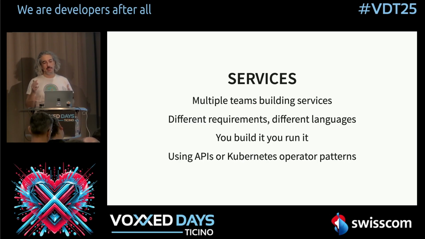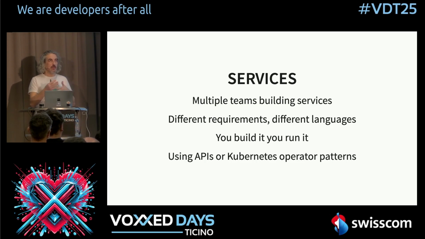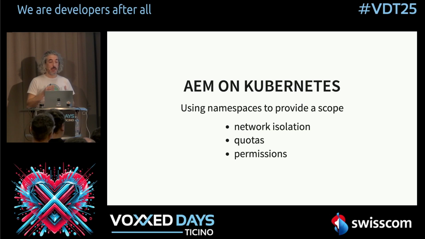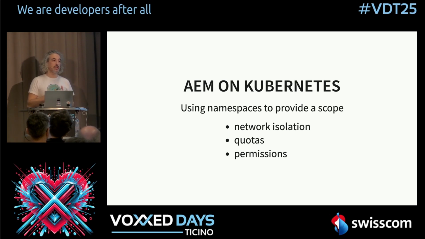We have multiple teams building services, and different teams have different requirements. So we don't enforce languages or anything like that. We try to do you build it, you run it, and we use APIs to talk between services or the Kubernetes operator patterns. We use namespaces. If you know Kubernetes, we do isolation on namespaces. Namespaces do not isolate everything, but they isolate the networking, quotas, permissions, things like that. So that's one way of doing it.